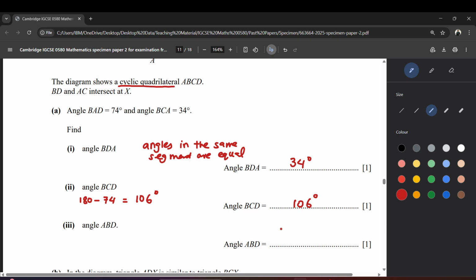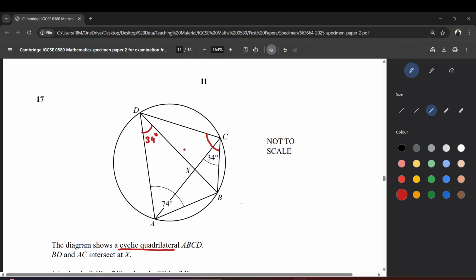Let me also write this down: this entire angle is 106 degrees, but if I only want this partial angle, it is 106 minus 34, so that is 72. So this one is 72 degrees.